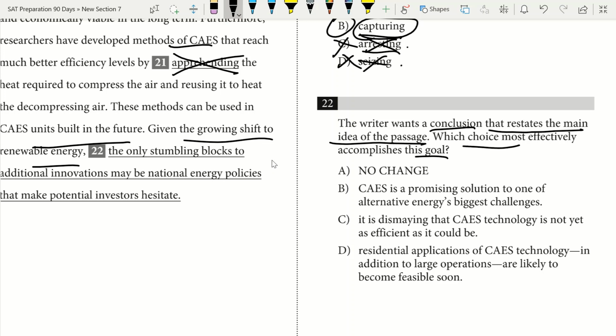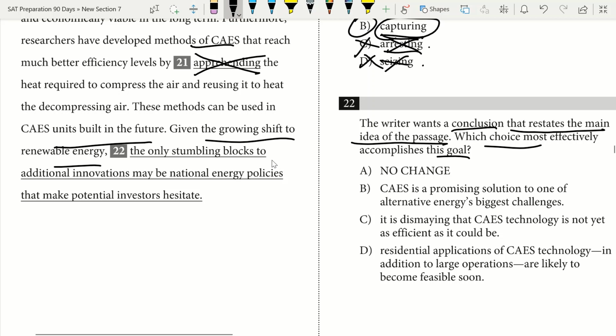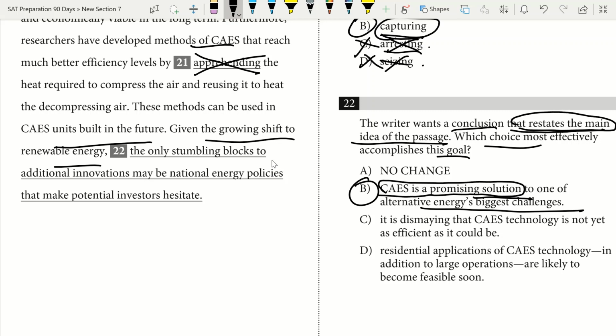Well, what is the main idea of the passage? The main idea of the passage here is that CAS is a promising solution to one of alternative energy's biggest challenges. Alternative energy's biggest challenge is that it can't store energy when it's not in use, for example, during nighttime, right? And this is talking about how CAS is a promising solution to that. So that's the main idea here. We want to close with our main idea, what we said up here, restating that main idea of the passage. So our answer there is going to be B.